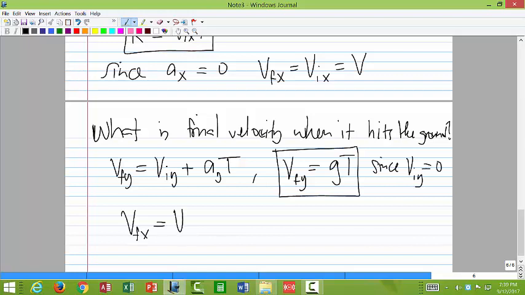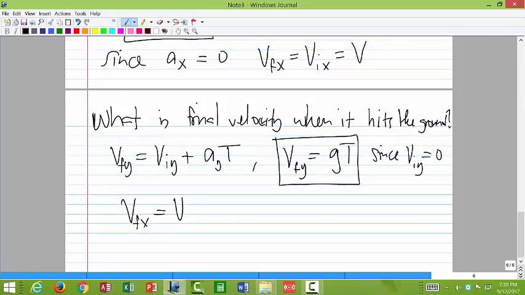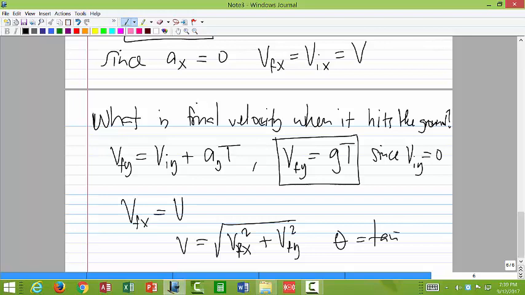equals v. So we can now calculate v. V is just the square root of v final x squared plus v final y squared. So that gives us the magnitude of the velocity, and its direction will be given by the tangent inverse of v final y divided by v final x. So the final velocity is v, and it has components v final y and v final x, and a direction tangent inverse of v final y divided by v final x.